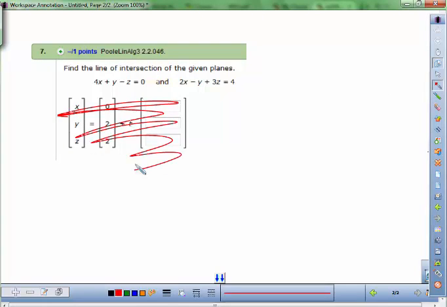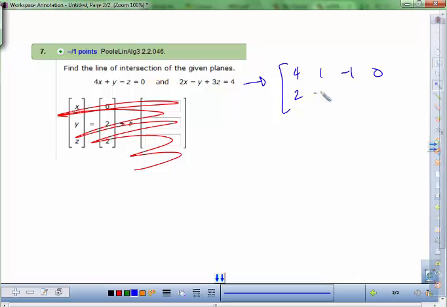Anyways, so if you had 2 equations, then you'd write them out on top of each other, and then you can see better the augmented matrix result. So let's get the augmented matrix going here. 4, 1, -1, and 0 for the first one. 2, -1, 3, and 4 for the second one.